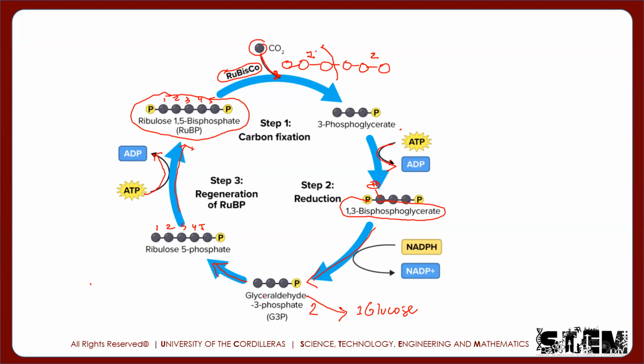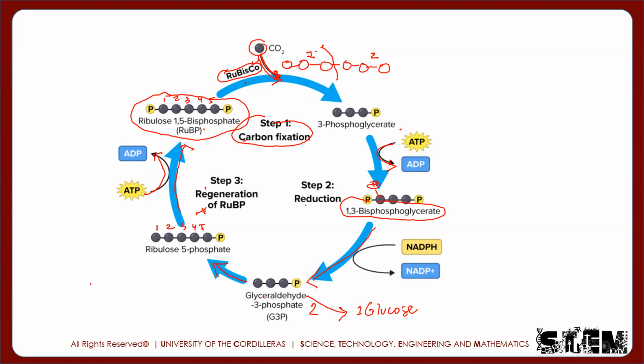Now this cycle happens 6 times, so that you are able to create another 6 RuBPs. By the way, there are 3 steps in the Calvin cycle. We have the carbon fixation, which is this one. The rubisco will fix carbon dioxide from the atmosphere to create the 3-phosphoglycerate.